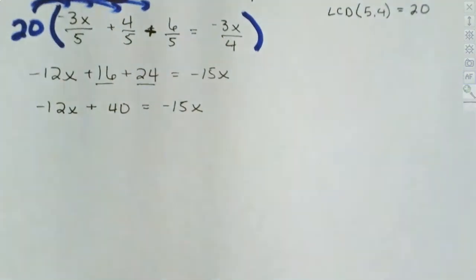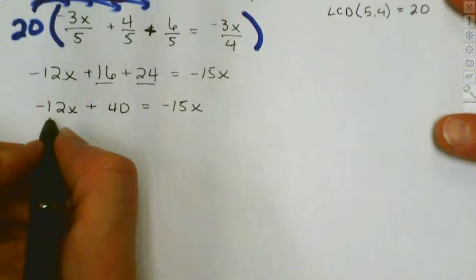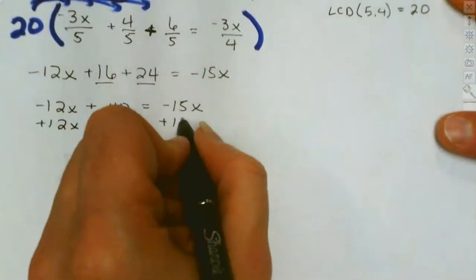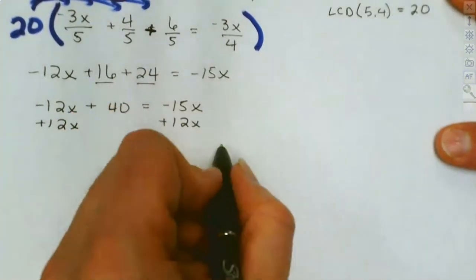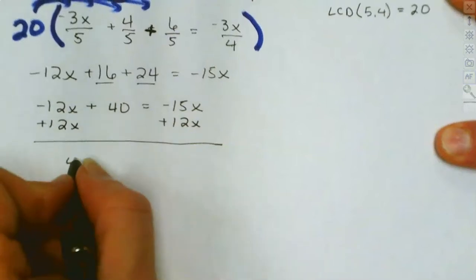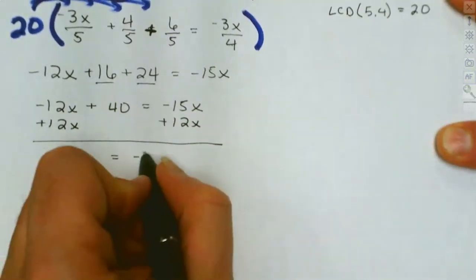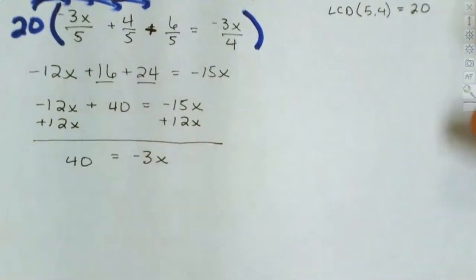Okay, now what do we need to do? We need to get the x's on the same side. Normally we get the x's on the left, but if I move everything to the left, that adds an extra step. So I'm going to move that 12x to the right to join the negative 15. And that leaves you then with 40 equals now a negative 3x.